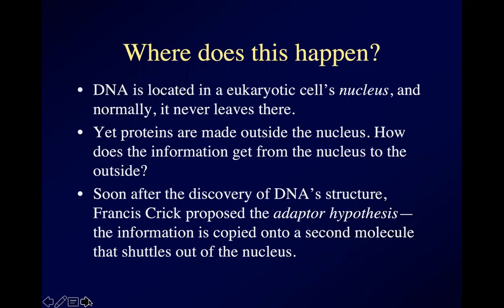And yet, it was known back in the 1950s that proteins are made outside the nucleus. So how does the information in DNA get from the inside of the nucleus to the outside where the proteins are actually assembled? Well, pretty soon after DNA structure was discovered, Francis Crick proposed what he called the adapter hypothesis, and that is that information is copied onto a second molecule, and that second molecule shuttles out of the nucleus.